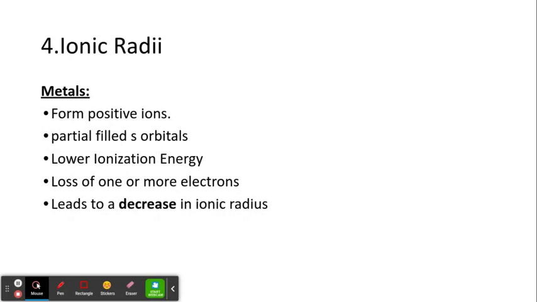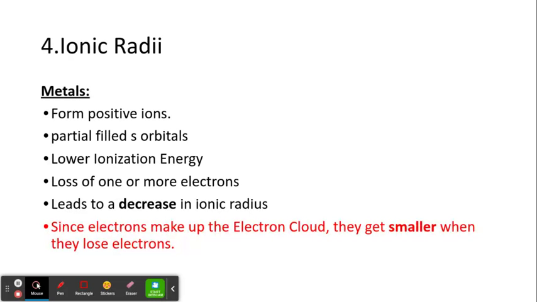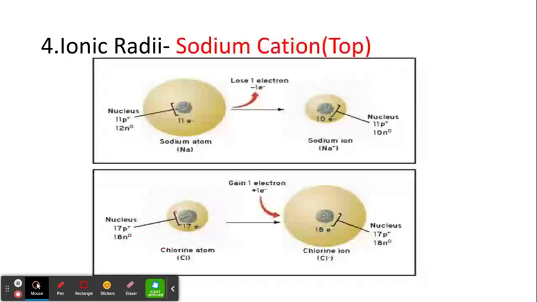Okay, metals tend to form the positive ions, so the ones that lose electrons, because they have a partially filled s orbital. They also have lower ionization energy. Metals tend to lose 1, 2, 3 electrons, which ultimately leads to a decrease in ionic radius. Since electrons make up the electron cloud, they get smaller when they lose electrons.